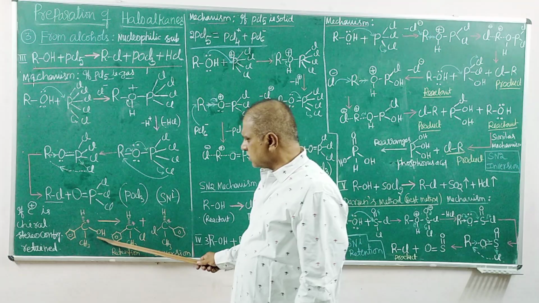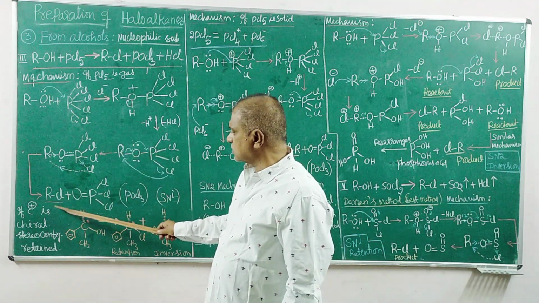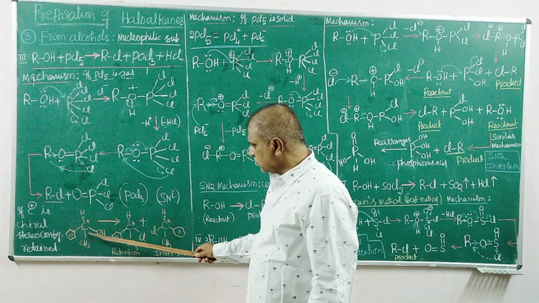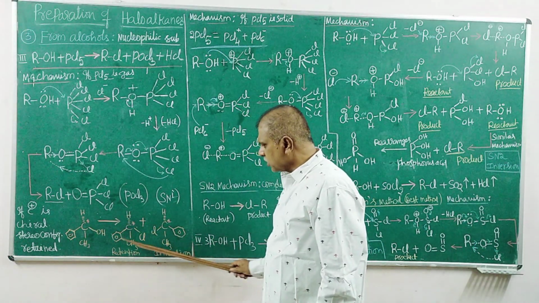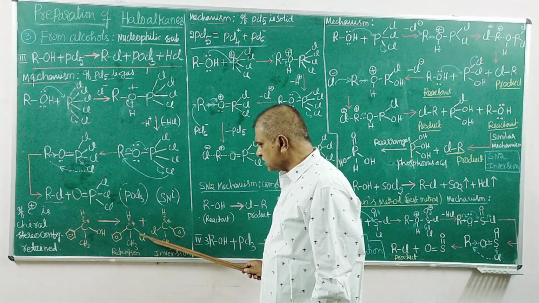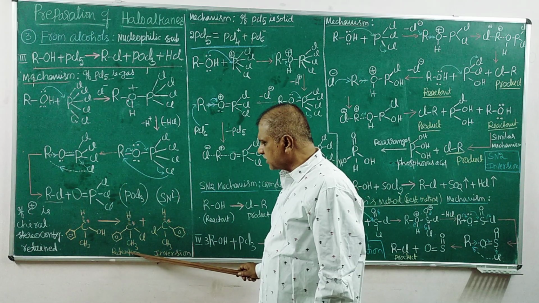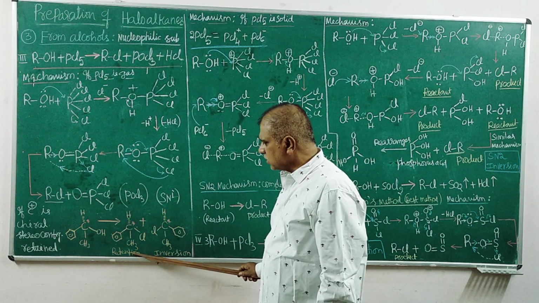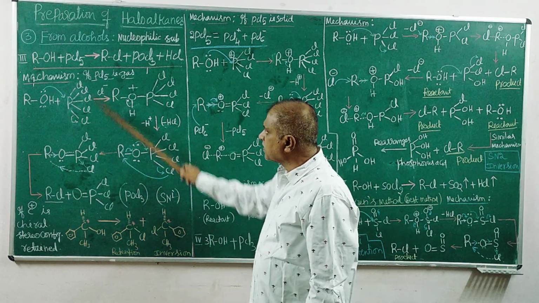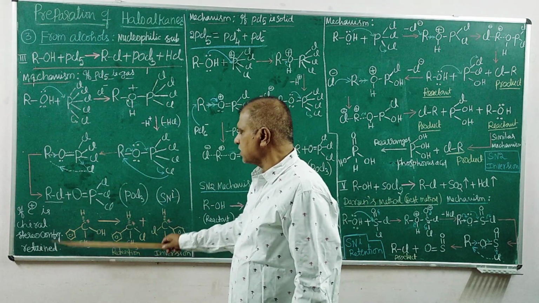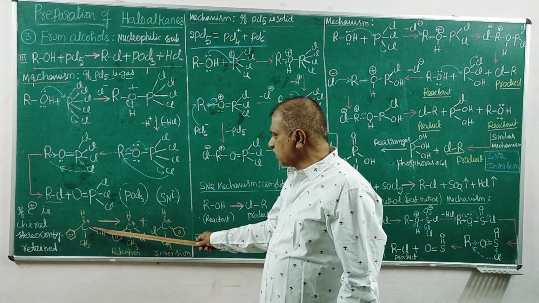Look at this. That is an alcohol. This alcohol gives this halide. This alcohol is the reactant, and this is the product. OH is on the same side, and Cl is on the same side. That is called retention. The stereogeometrical configuration is retained even after the reaction. It is called retention.